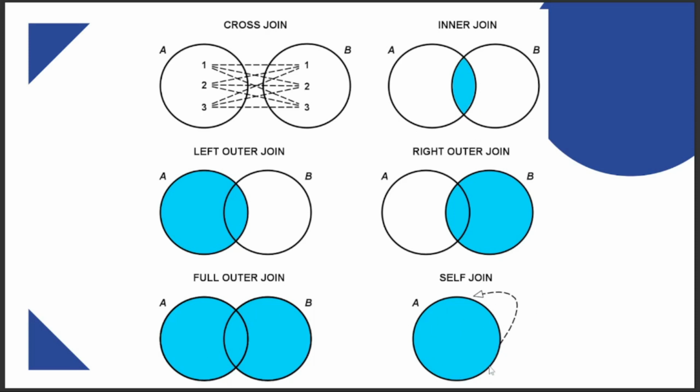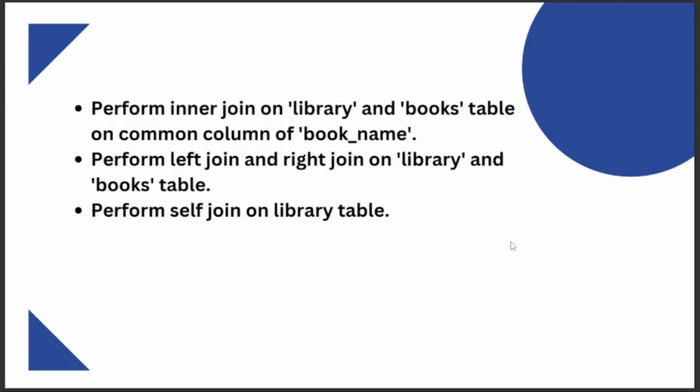And then you have the self join. Here a single table is joined with a copy of itself. Suppose this is a table A, then it is joined with itself, and we're going to see how it is joined. So these are some of the examples that we're going to solve. First one is perform inner join on library and books table on common column of book name. So let's do that.